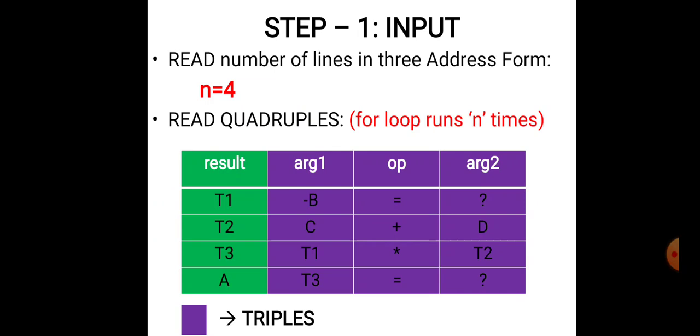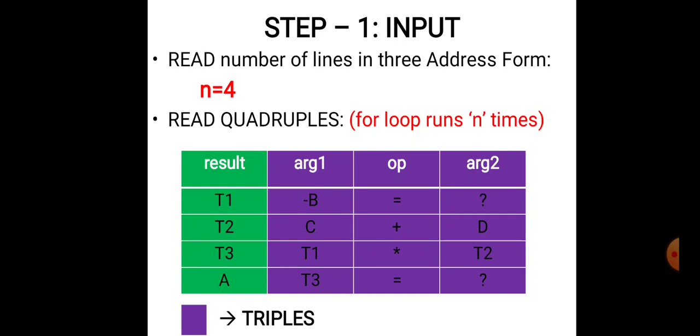Then it will ask us to enter the quadruples for every loop, and this loop will run for n times. For this example, the loop should run for 4 times. Every time it runs, you should enter quadruples. Quadruples means what? Quadruples means the result variable, argument 1 variable, operator, argument 2 variable.